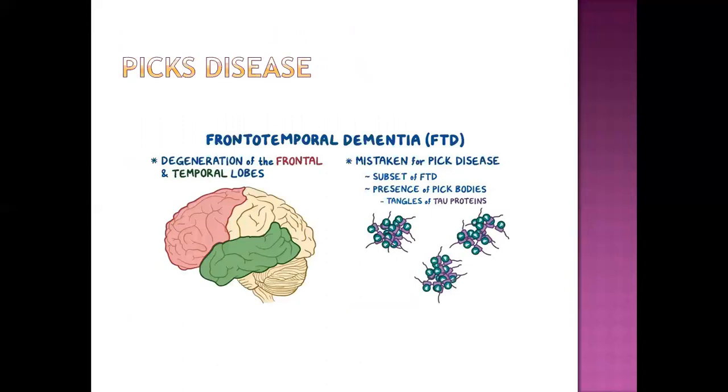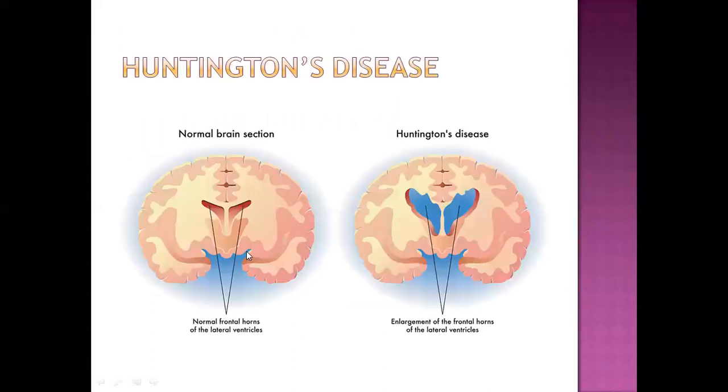This is Pick's disease. In Pick's disease, there is a degeneration of the frontal and temporal lobes. Pink is the frontal lobe, green is the sign for the temporal lobes.